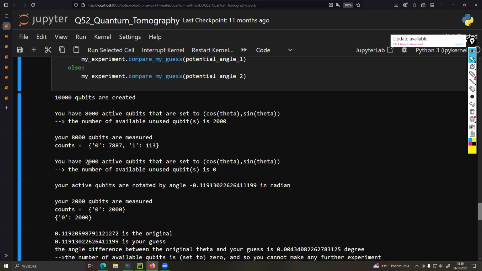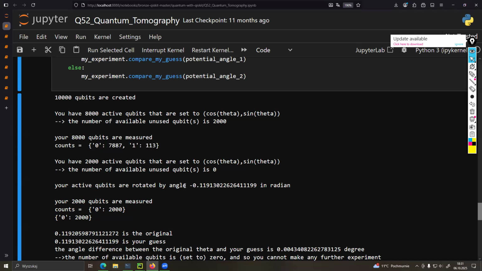After I spent 8,000 of my qubits, so here I used 80% of my remaining time grant on my machine. I used 80% of it. Then I have obtained the results of my experiment.